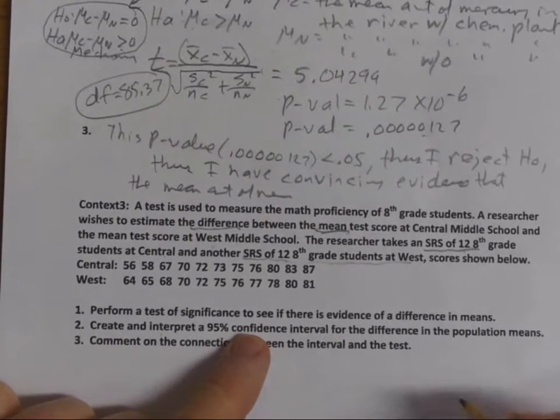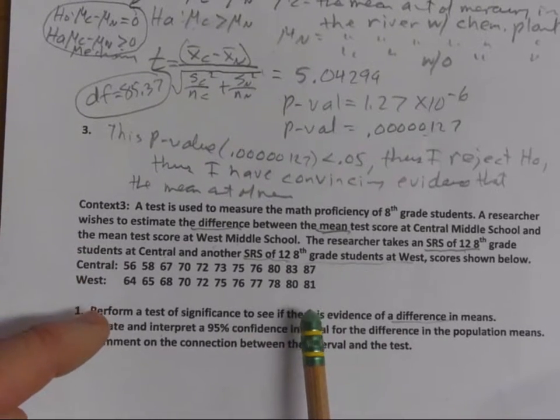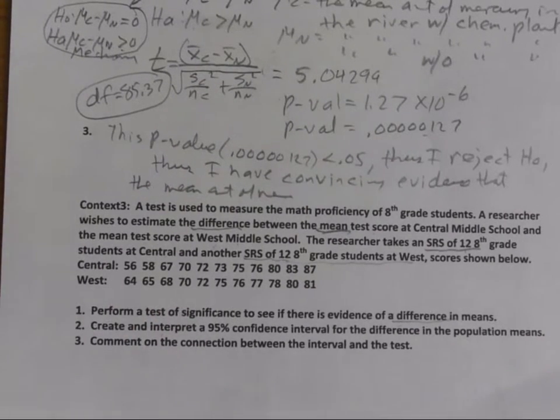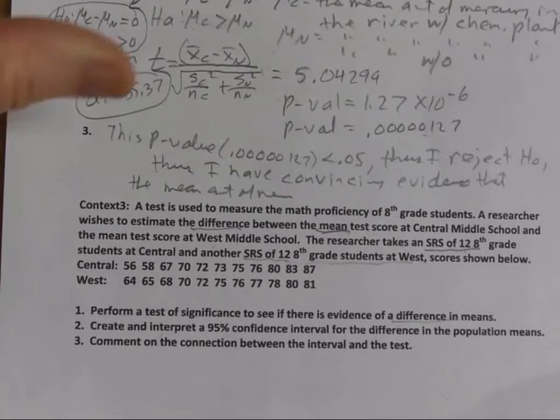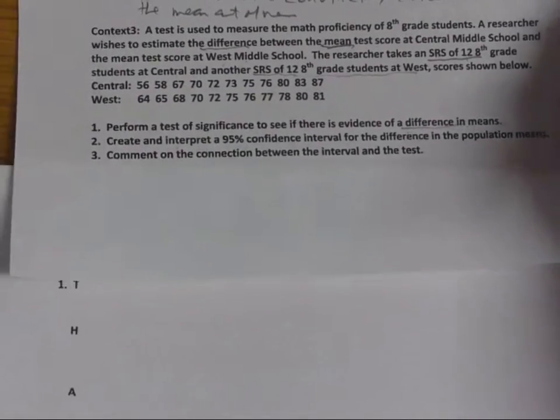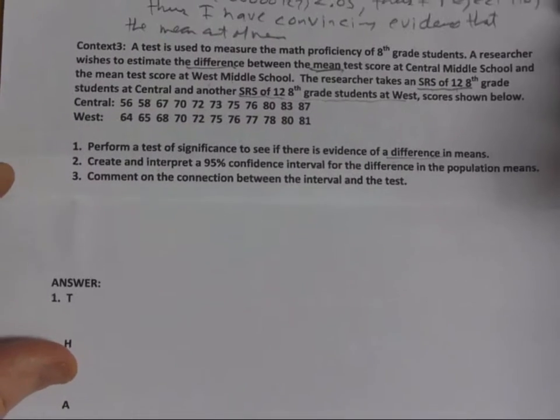And notice it said difference. It didn't say, well, we suspect Central should score higher than West or should score lower. That would lead us to a greater than or less than alternative. But we have difference, and so that's going to be a not equal to. So let's do this problem. And so let's see if I can leave this here and then write down below there. Maybe, I don't know, but hopefully you've seen that.